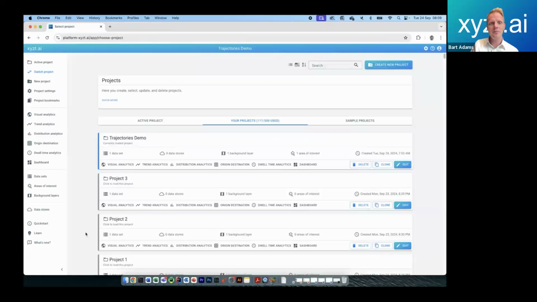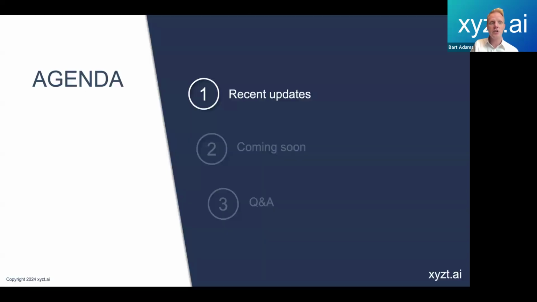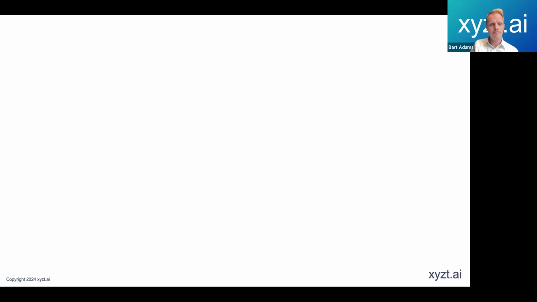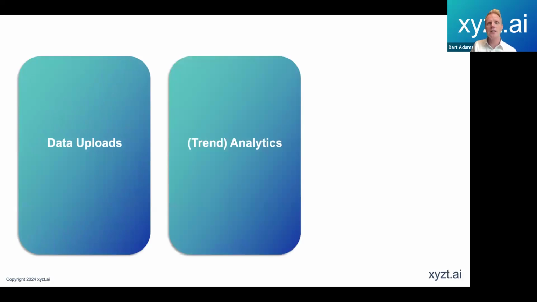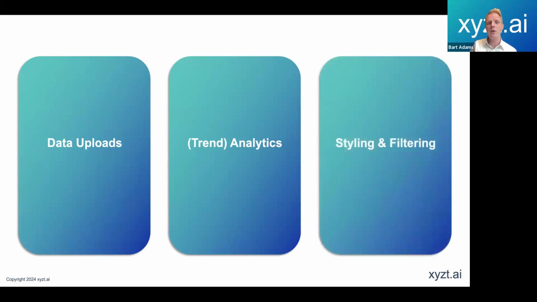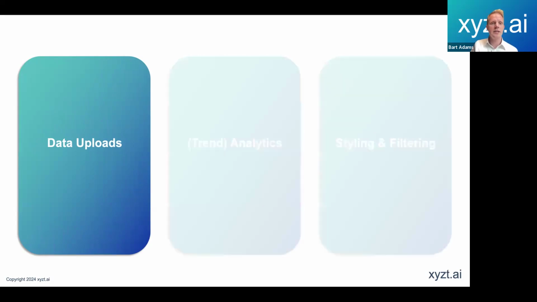Today I will make it a little bit more visual and interactive and show you the features in real life on the platform. So going to the recent features, I divided them into three categories. The first one is all about data handling or data uploads. Second one is mostly about trend analytics. And finally, we will also talk about styling and filtering, which are two of the most common capabilities that people use on the platform. But the first step is, of course, how to get data in.